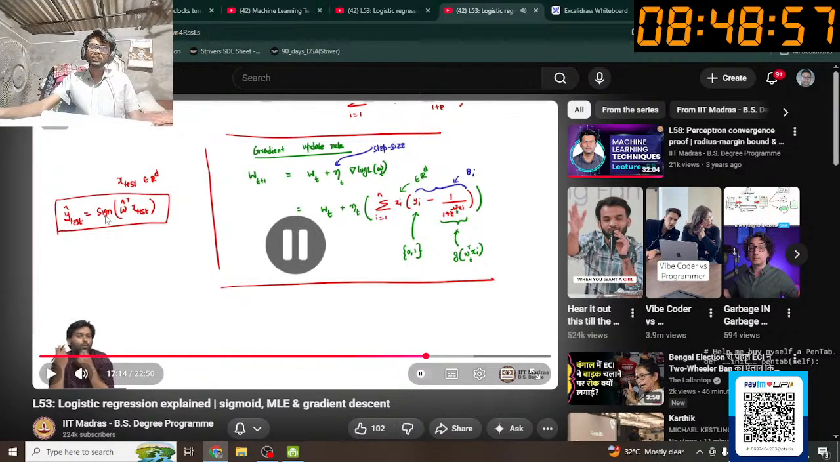Yeah, so you should notice that the signum function used here and the sigmoid function are two very different things. Don't be confused by these two different functions.